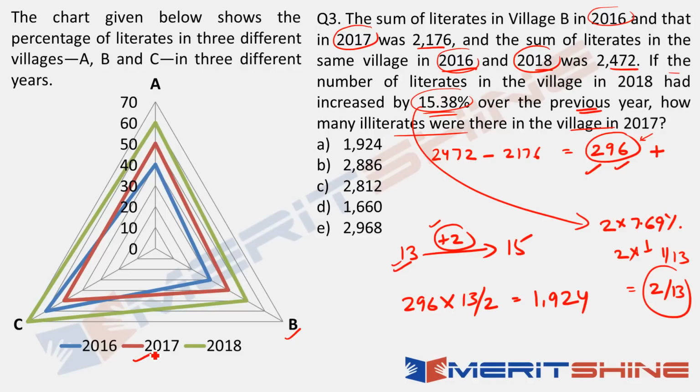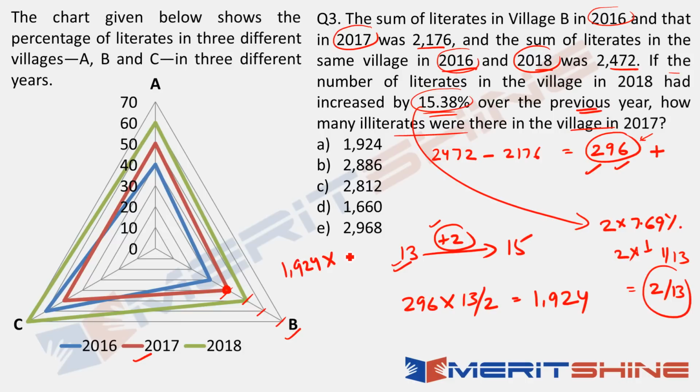The question is, how many illiterates were there in the village in 2017? 2017 is this thing. What is this? If you calculate this, it is 70, 60, 50, 40. So this is 40%. So 40% people in village B in 17 were literate. So how many were illiterate? 60. So what would be the answer?